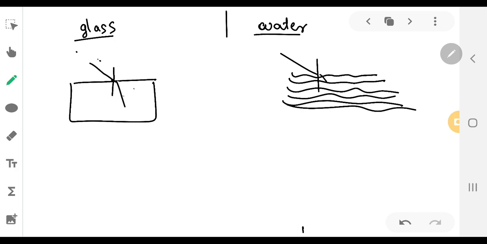Normal to the surface and refracted ray. So there is some velocity of light in air medium. When it enters into the glass medium, its velocity becomes Vg. Here the velocity of light in air is c, velocity of light in water is Vw. Now according to the definition of absolute refractive index, n is equal to c by Vg, and n is equal to c by Vw, velocity of light in water.